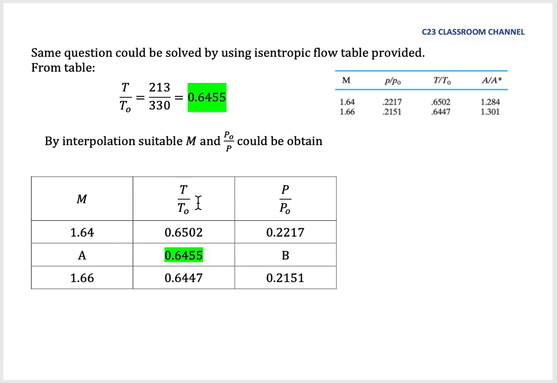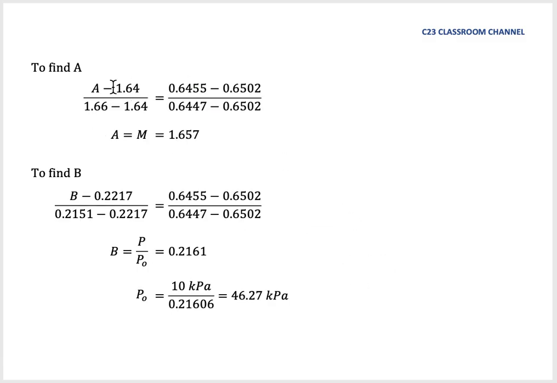I think you already know how to solve this one. You may do the interpolation by having this equation. I simplified this one, as I thought you already know how to calculate this. Then we could say that the value of A is equal to the Mach number, which is Mach 1.657. And then we could also calculate the value of B with the interpolation like this, and we could say that B is P over P naught, and it is equal to 0.2161.